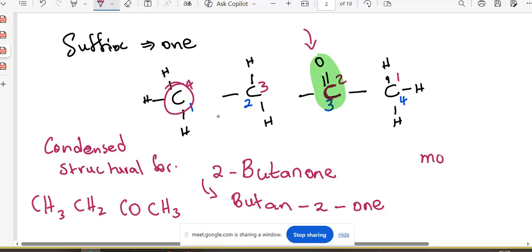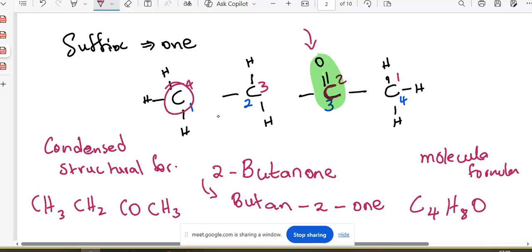If they ask for the molecular formula, we know that it's C, we count the number of carbons, which is 4. Then H, the number of hydrogens is 1, 2, 3, 4, 5, 6, 7, 8. I just counted, the number of hydrogens is 8. Therefore, you have to put the O at the end. That is the molecular formula.